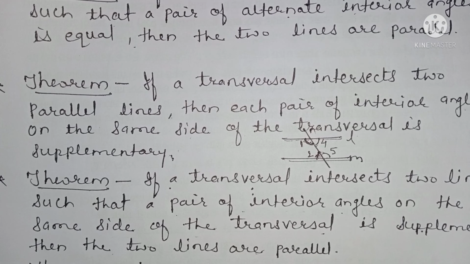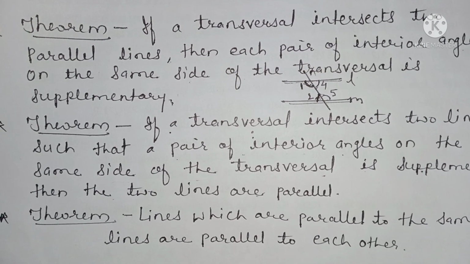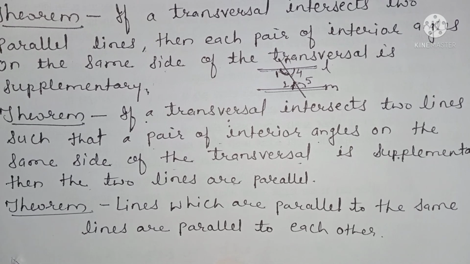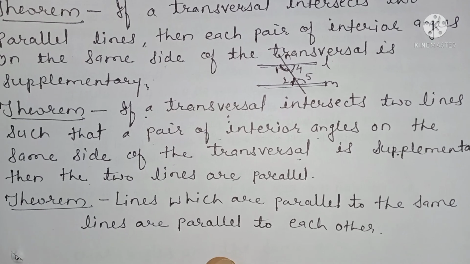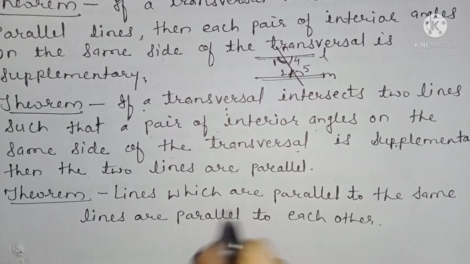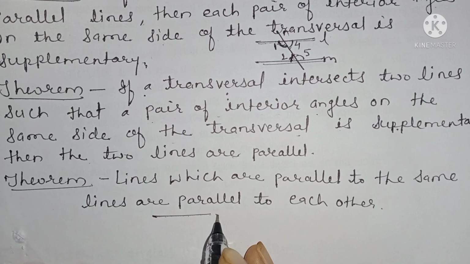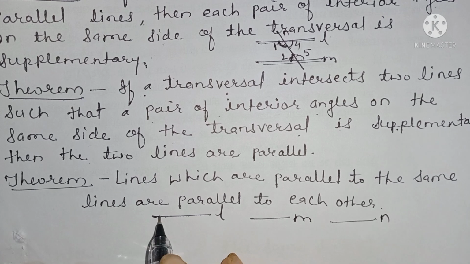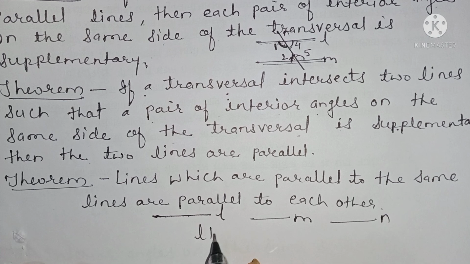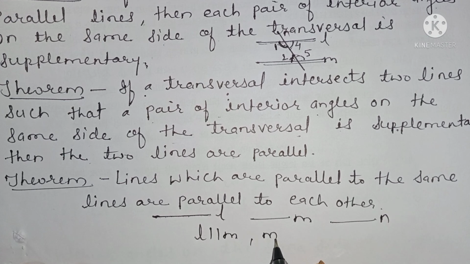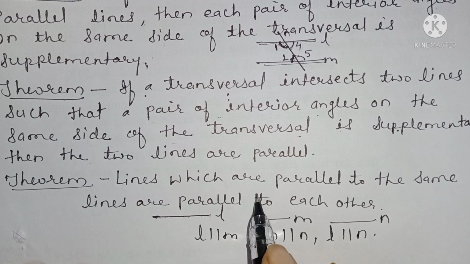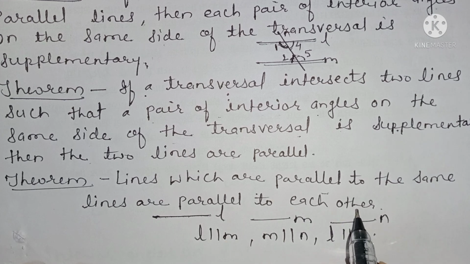Alright, now the last theorem: the lines which are parallel to the same line are parallel to each other. Suppose this is line L, suppose this is M and this is N. And if I say that line L is parallel to M and M is parallel to N, so I can say that line L is parallel to N also. Lines which are parallel to the same line are parallel to each other.